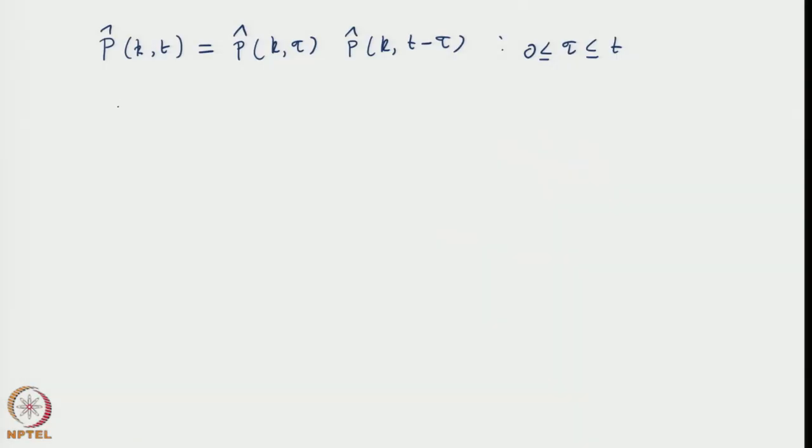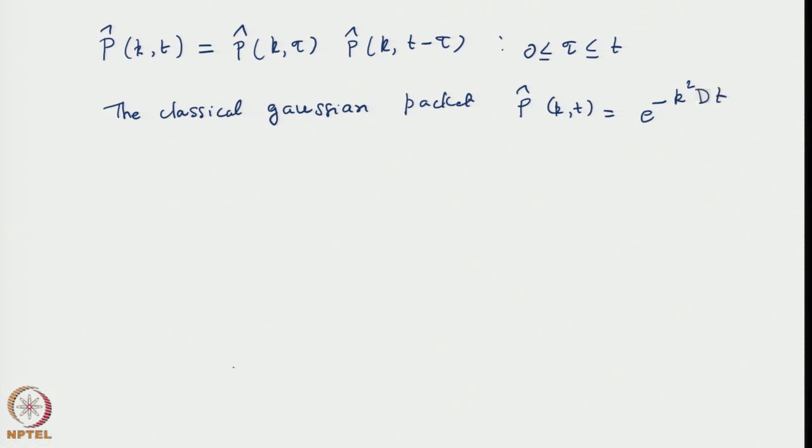For example, if we choose the classical Gaussian packet, which we have been discussing quite often, p caret k t equal to e to the power minus k square d t, this satisfies the above equation. So, this is just to reassure ourselves that whatever we have done so far is consistent with this, because we know that if it is exponential, e to the power minus k square d tau, it will be e to the power minus k square d (t minus tau). The tau term cancels and you get back e to the power minus k square d t.